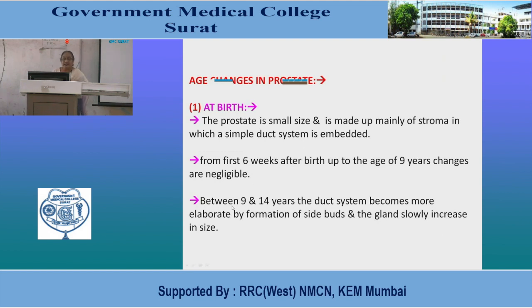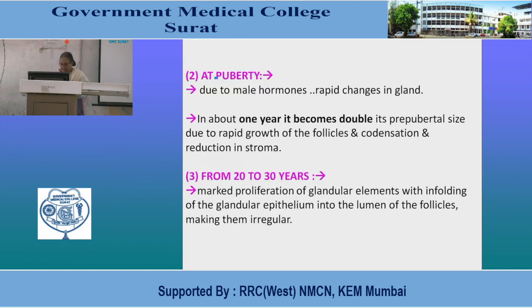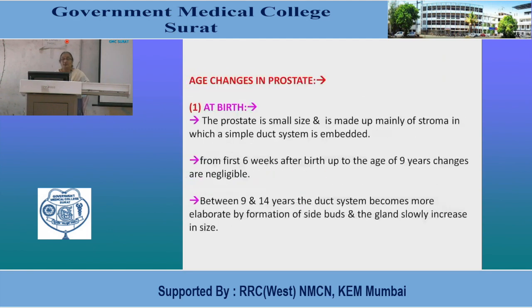But between 9 and 14 years of age, the duct system becomes more elaborate by formation of the side buds, and the glands slowly increase in size. Increase in the size between 9 to 14 years of age. Now, the age changes in the prostate at birth we have done.